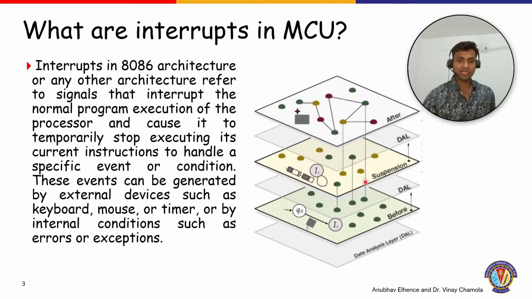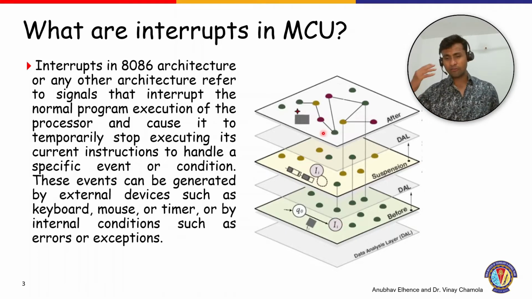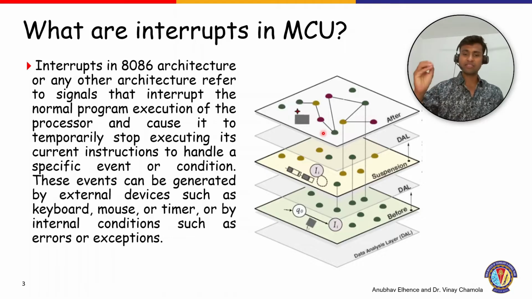So you can see in this diagram, if a certain operation was happening, then if an interrupt occurs, the microcontroller moves on to a different execution state. This is just a diagram to help you visualize how the flow is happening, and then again it comes back to its original execution state.